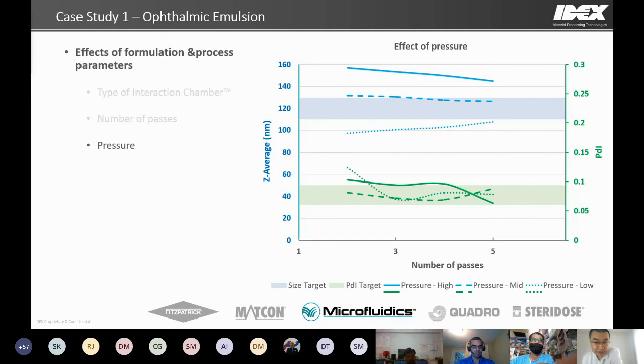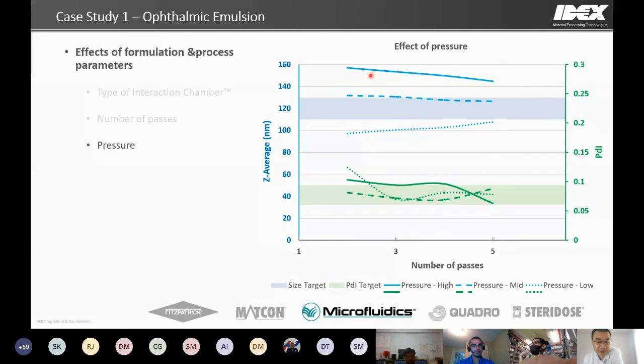We then look at the effect of varying process pressure with other parameters fixed. The effects are plotted here again in this graph. You can see that the pressure affected the particle size more than distribution, as the PDIs were all similar, but particle sizes were more separated from each other. What's interesting in this case, as you can tell from the graph, is this particular formulation did not respond very well to high pressure. Actually, the particle size was inversely proportional to pressure. So higher pressure resulted in larger particle size.